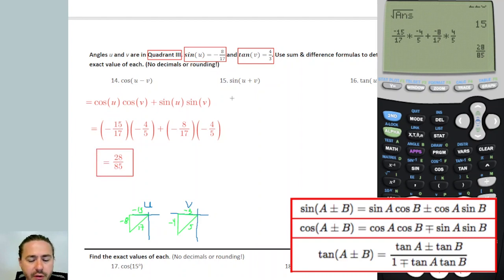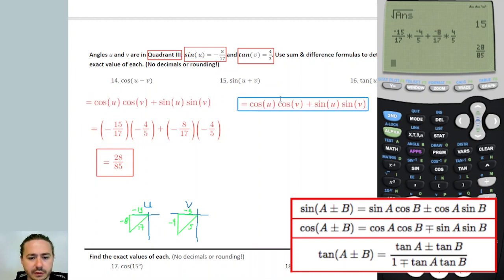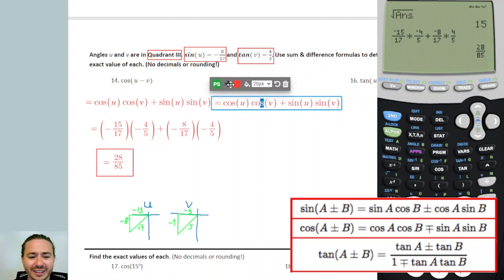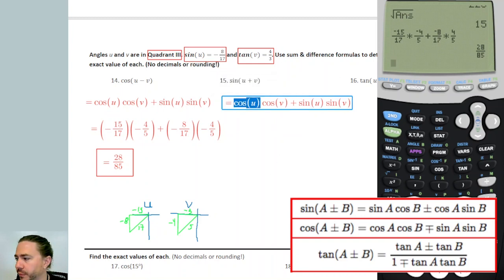So let's do the next one, the sine of u plus v. This is going to be a similar equation, but I don't know if we're going to fit all these on here. I might have to shrink the size of these. Yeah, I might have to do tangent out to the side. So, sine of u plus v. Let's go ahead and look at that. That's going to be sine of u times the cosine of v plus the cosine of u times the sine of v.